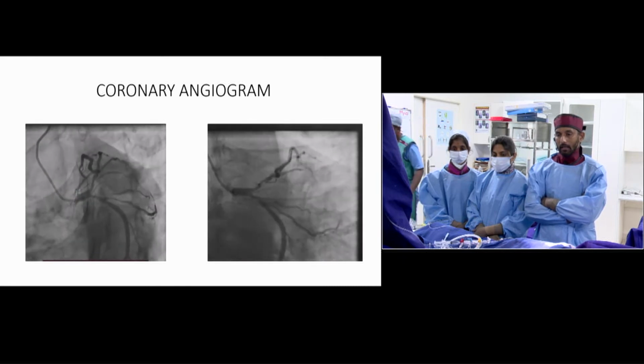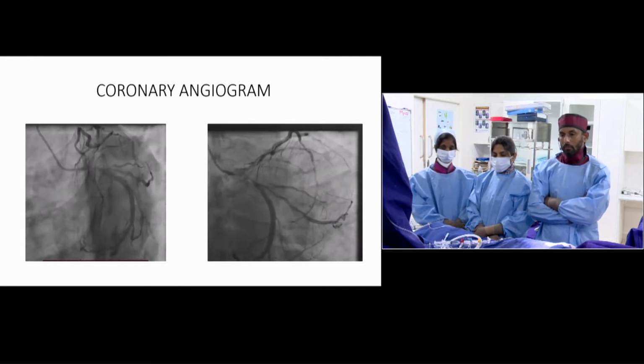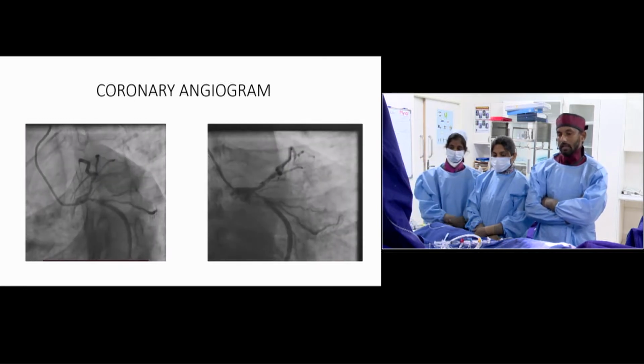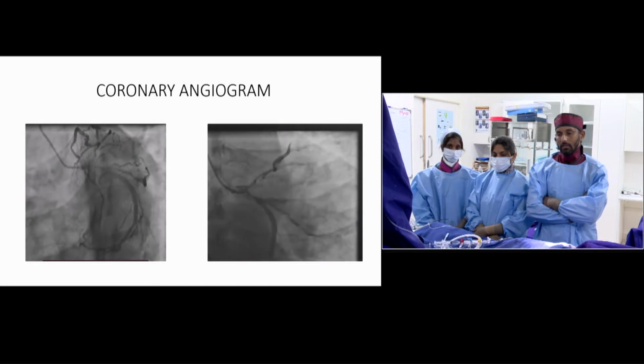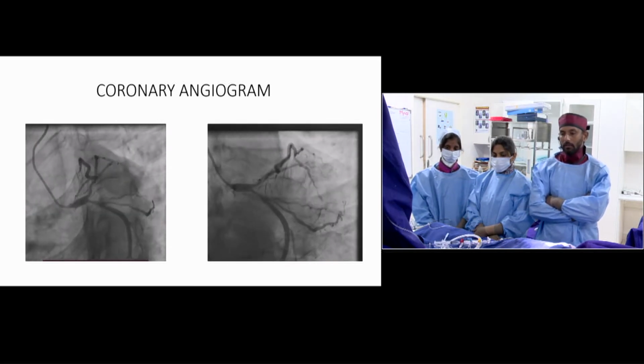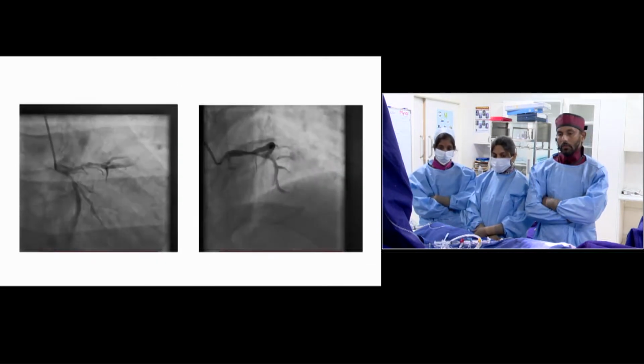The right-hand panel is a PA caudal view, which also shows an obtuse marginal artery, coming from the proximal part of the circumflex after the stenosis, of reasonable size, with a 70% narrowing involving the proximal part of the obtuse marginal artery. Again, this is another caudal view, showing the same images.